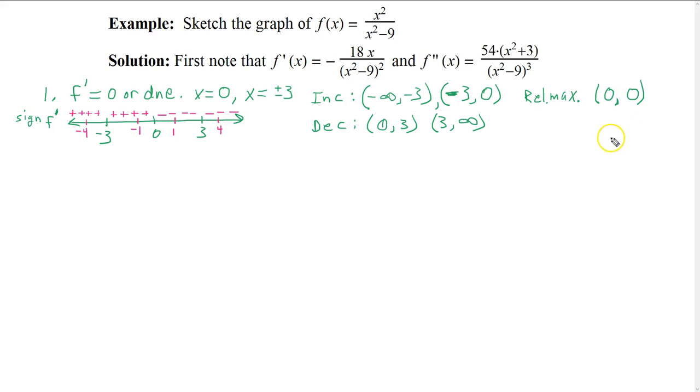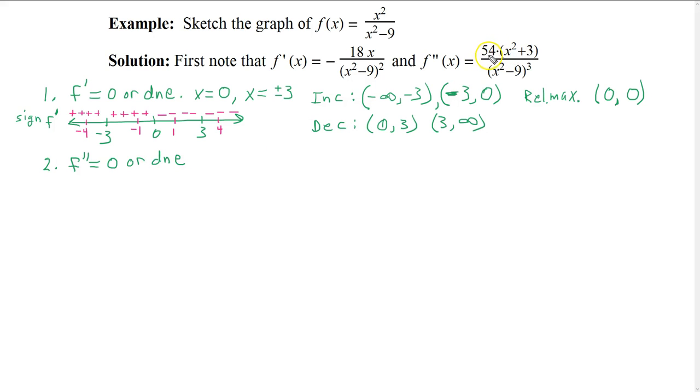So that's where we have a relative maximum. Now let's identify where our function is concave up and down. So the second thing, we need to look at the sign of the second derivative. Let's notice our second derivative is 0 or does not exist.